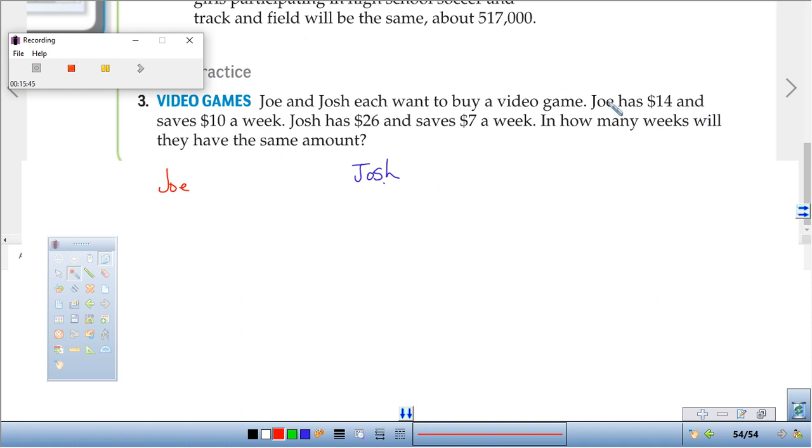Oh, okay. So you see, for Joe, that's my B. That's my starting point. This is his rate. That's his M. So for Joe, he's going to have y is equal to, really easy, 10x plus 14. His starting point, how much is it changing every week? Now let's look over here at Josh. Josh has 26. He starts at 26, and he's increasing that much.